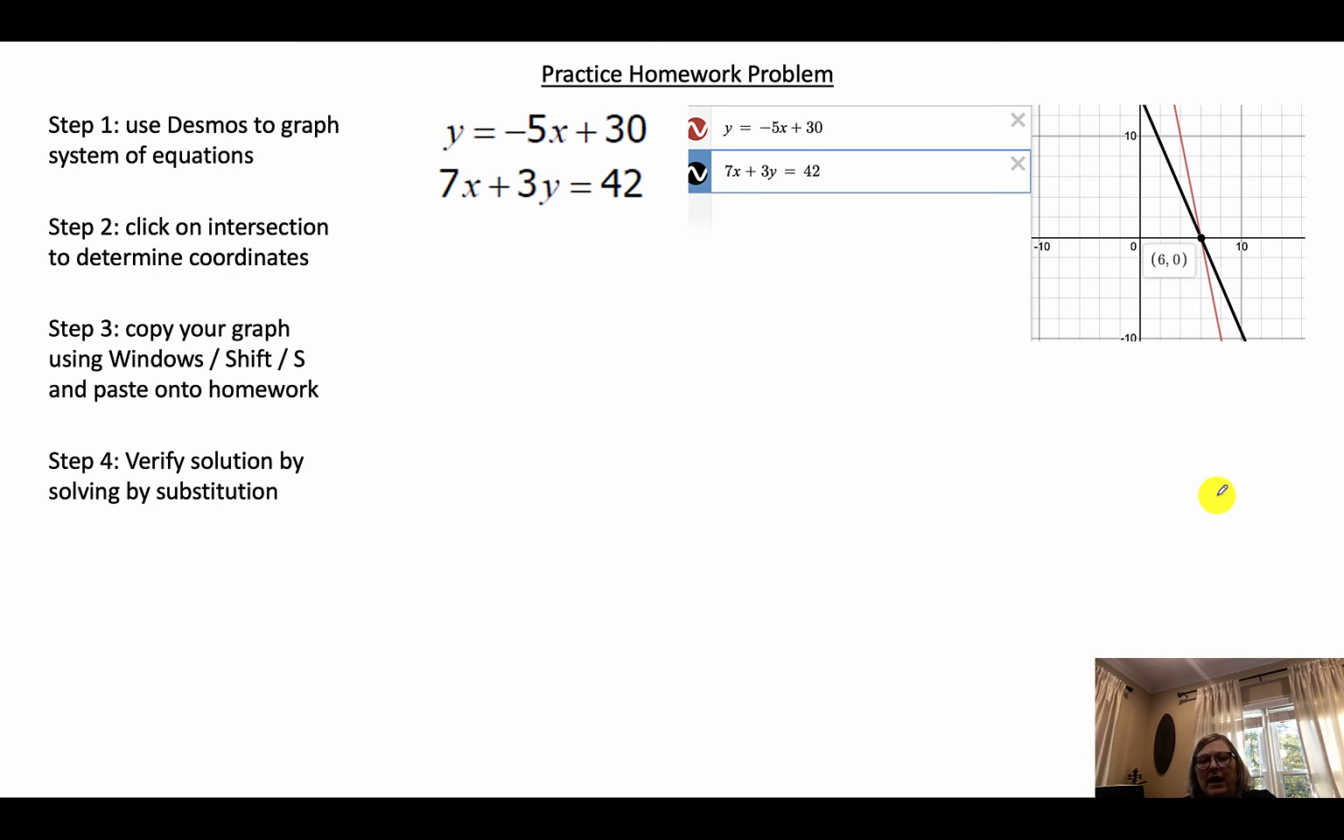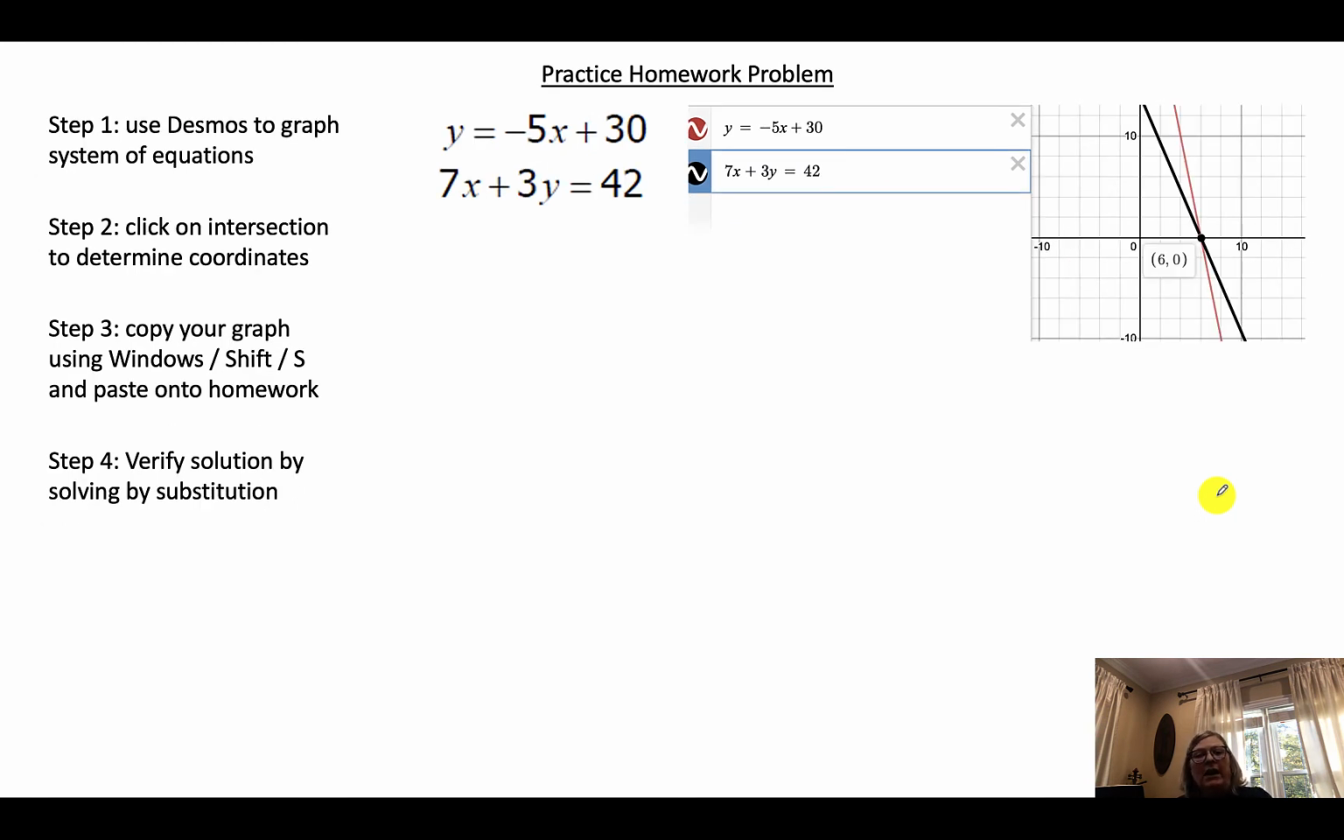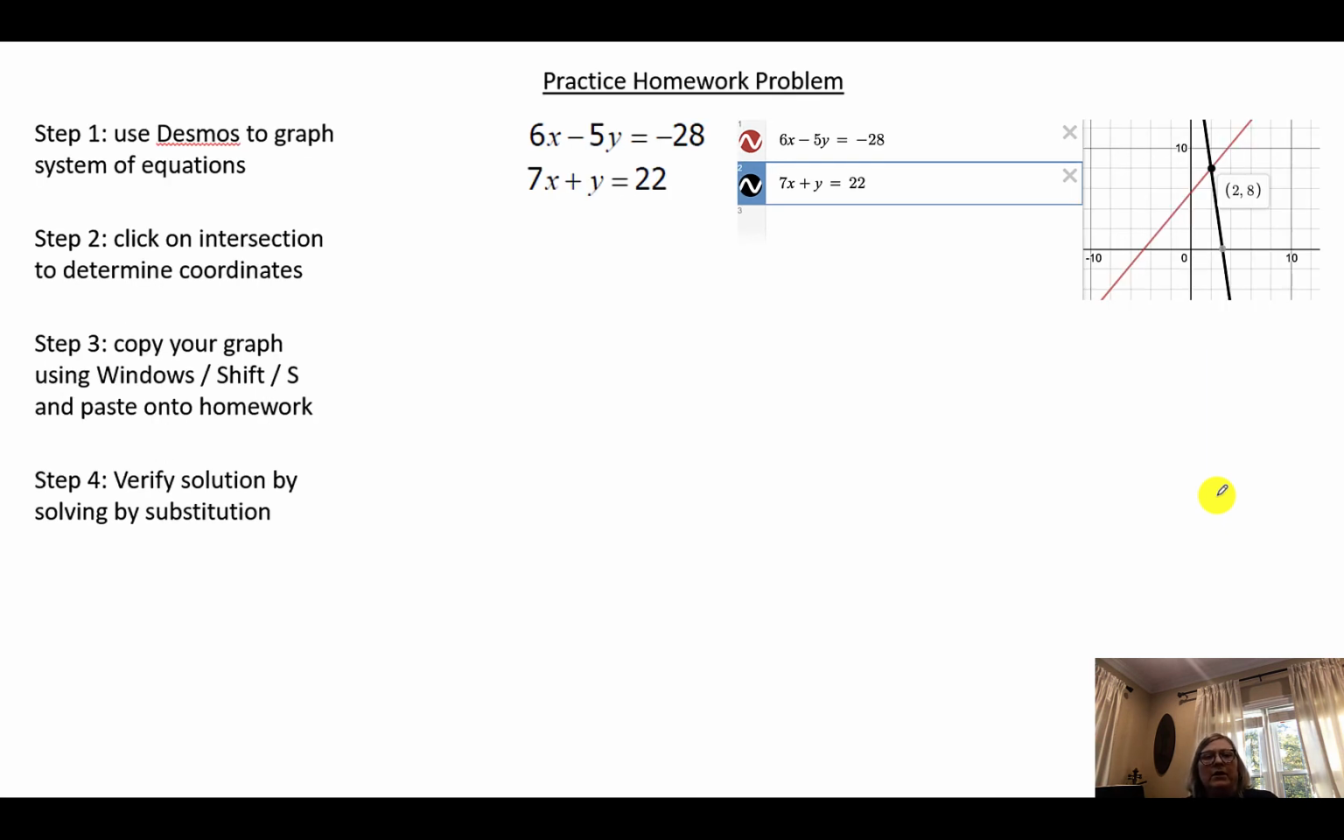All right. So now we have several practice homework problems, and I'm only going to do one in the video. So I have gone ahead and put Desmos on each one, and I'm going to choose the second one just because I think this one's easier, because it's already got a definition for y, it's already isolated. So I'm going to do this one. So our two equations are 6x minus 5y equals minus 28, and 7x plus y equals 22. So I put both of those in Desmos, and you can see the intersection point happens over here at x equals 2 and y equals 8.